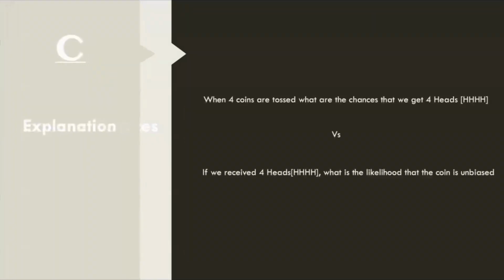To better our understanding, let us take a real life example. Let us say you toss 4 coins, and given the situation, if you are talking about a chance of getting all 4 heads, then it is the probability. But let's assume you have observed 4 coins, 4 outcomes as 4 heads. Then if you are talking about the chances of the coin being a fair coin, then you're talking about likelihood.